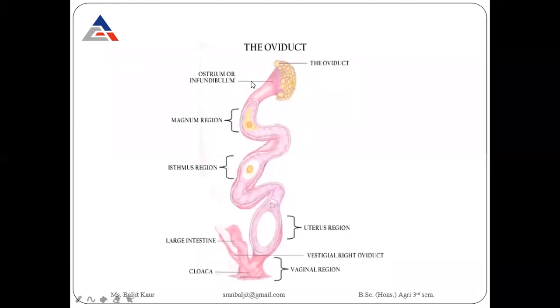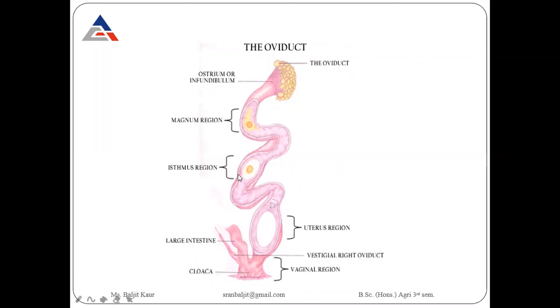So this is the figure of the oviduct. Here you can see the first part of the oviduct is the funnel, also known as the infundibulum. In the infundibulum, the egg yolk comes in and moves to the magnum region. The second region is the magnum, where egg white is added. Then the egg yolk and egg white move towards the next region, known as the isthmus.